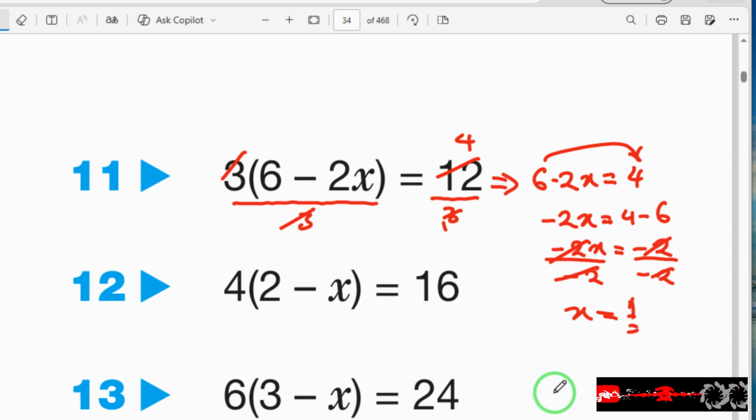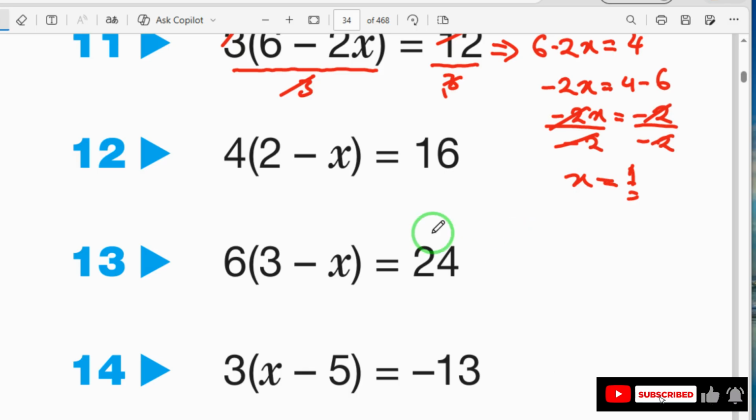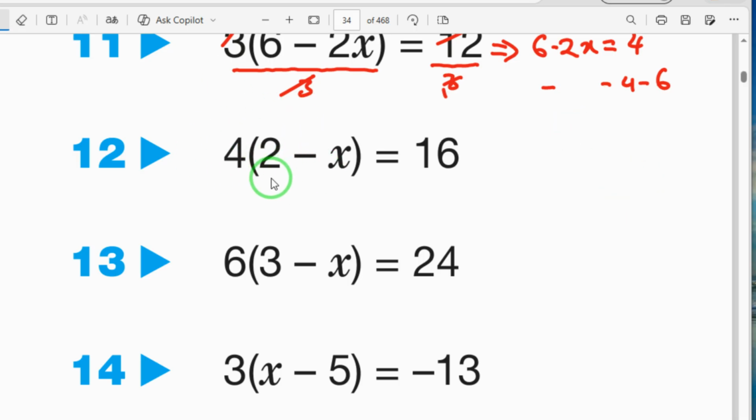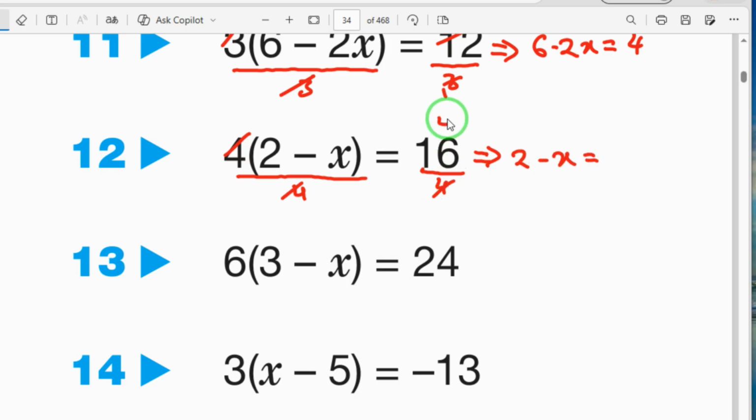Question number 12. First, I erase this part. Here as well, first we divide both sides of the equation by 4. Directly we simplify 4 by 4, which just remains only 2 minus x equal to, 1 times 4 is 4, 4 times 4 is 16, equal to 4.